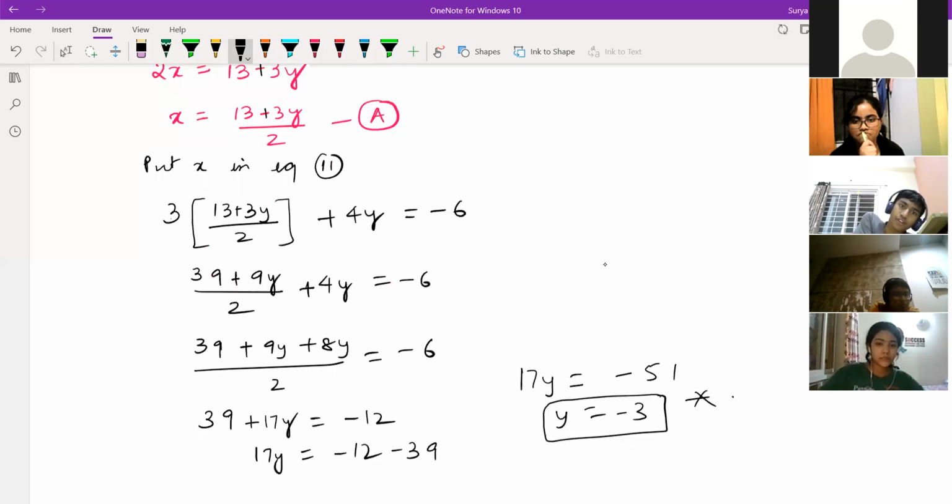Understood where you have done the mistake, children? Sir, I did 13 plus 3y in the starting only, but then in the end, I think it went somewhere wrong. Acha. Now, why did it take an extra 1 by 2?